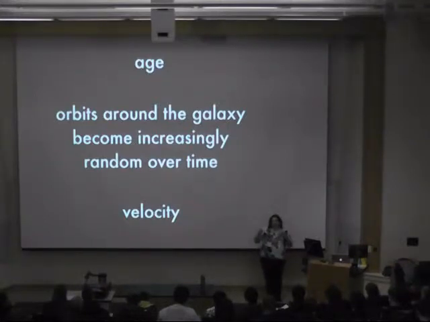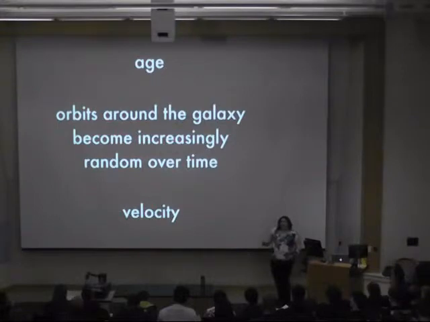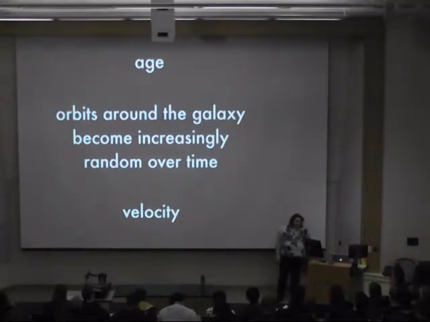So when you're looking at a star that has a really high velocity, it's probably an old star. I'll talk about this in more detail, but velocity may be one of the keys to telling the difference between stars and brown dwarfs.